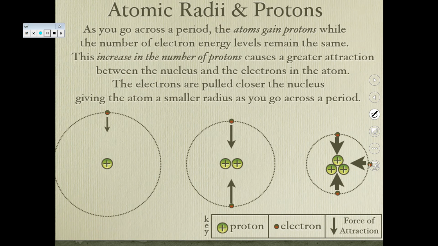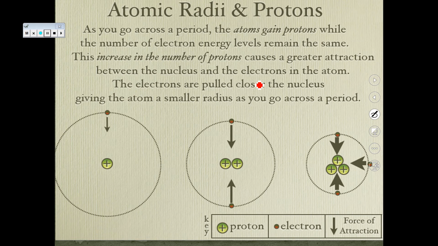As you go across a period, the atom gains protons. The atomic number increases. You get more protons as you go from left to right. Across a period, the energy levels stay the same. So if you are in group 2, for example, every element in group 2 has 2 energy levels. So that is constant. The only thing that is changing is the number of protons. This increase in the number of protons causes a greater attraction between the nucleus and the electrons in the atom. The electrons are pulled closer to the nucleus, giving the atom a smaller radius as you go across.